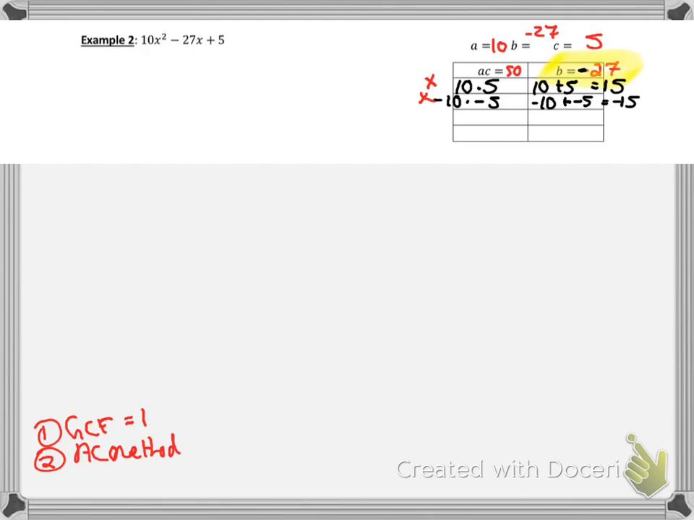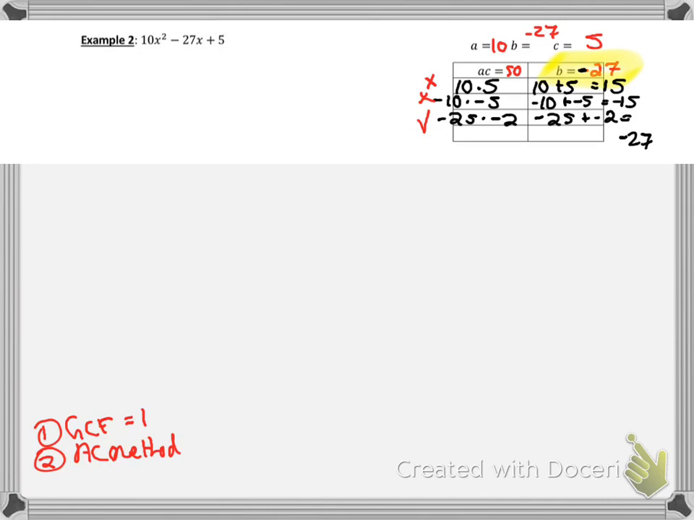All right, so let's try negative 25 times negative 2. Again, that would still work to give us a positive 50. And luckily for us, it turns out that when we add them together, we get negative 27. So that's our answer.